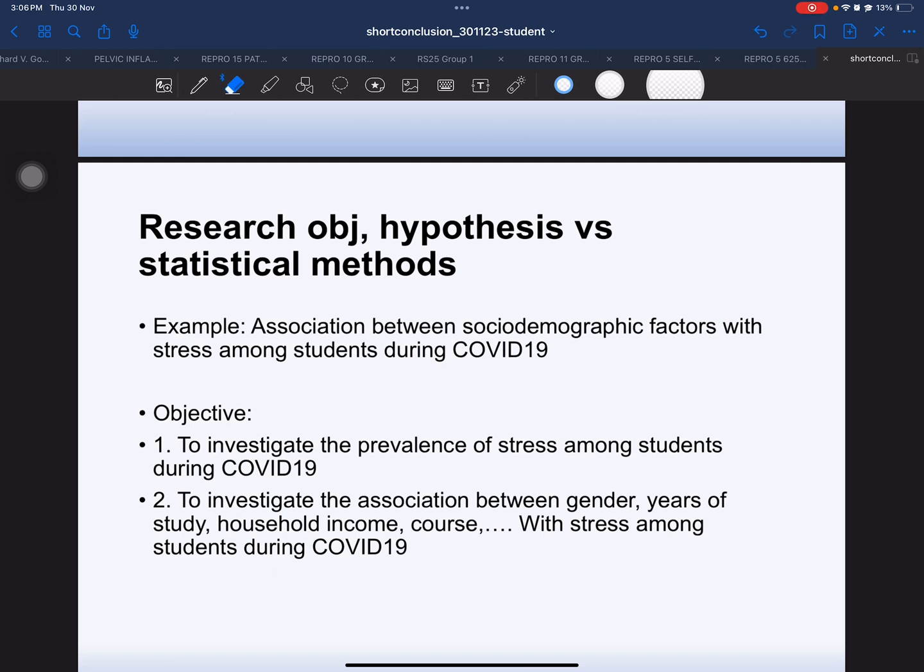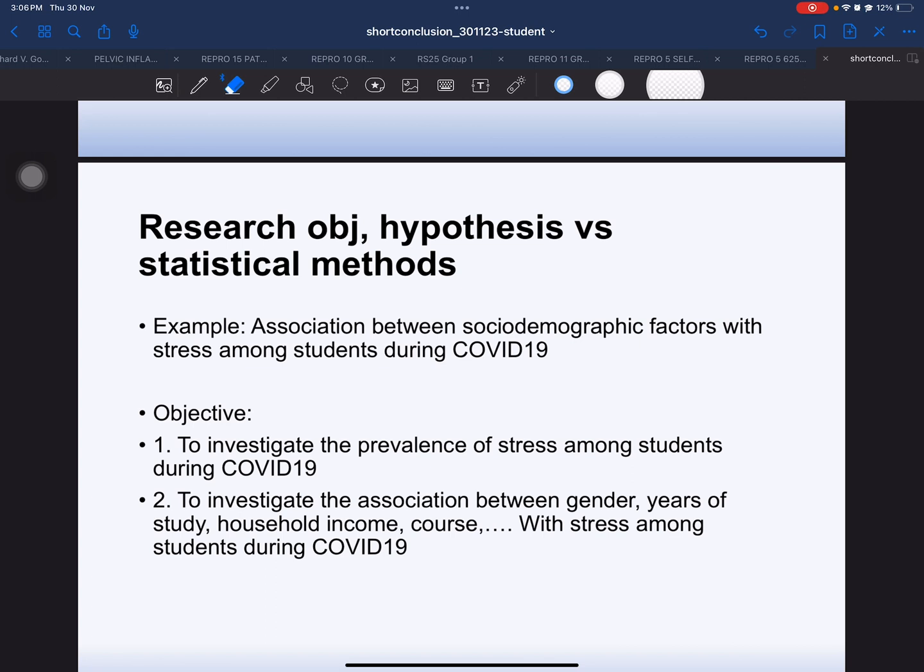Okay, the types of statistics are divided into descriptive and inferential. Descriptive statistics, you just summarize the data. You tell people how many percent of my data is female, how many percent is male. You summarize it based on the statistic value that you rate.